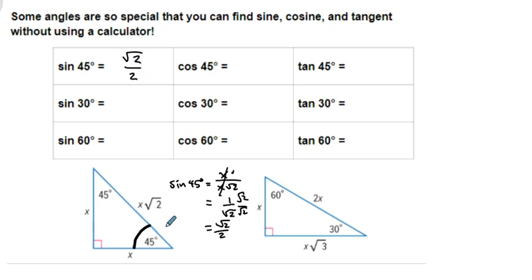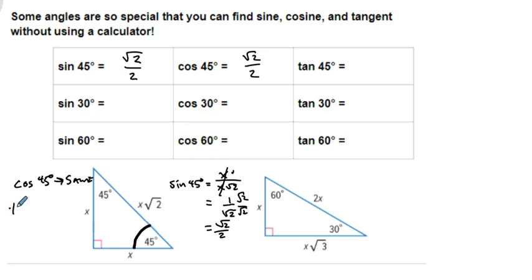Now, cosine is going to be basically more of the same, right? Because the cosine, if we use this angle, cosine's adjacent over hypotenuse, well, they're the same, right? x, x, right? So you're going to get exactly the same thing. So you're going to get square root of 2 over 2. And then your tangent is, I'm going to write this down and just say same, right?